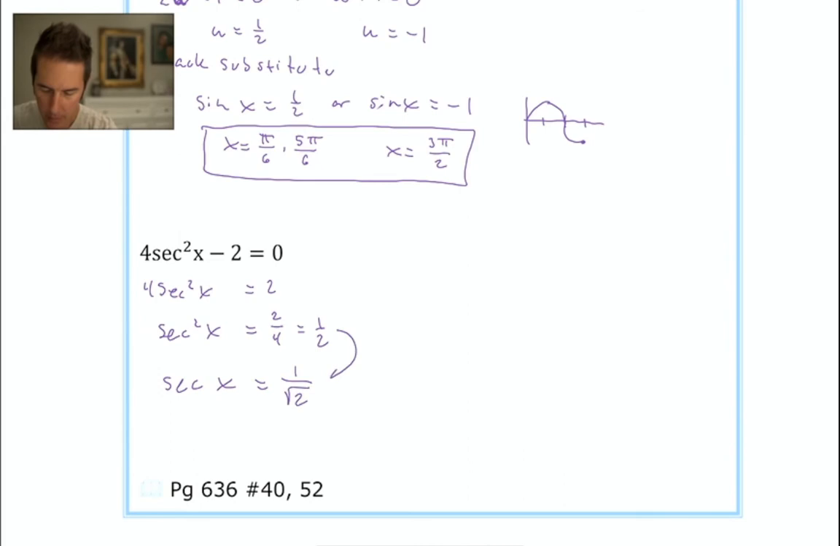Now, how did I get from here to here? I took the square root of both sides, which means I took the square root of the numerator. The square root of 1 is 1. I took the square root of the denominator. That's a root 2, but I'm leaving it like this.